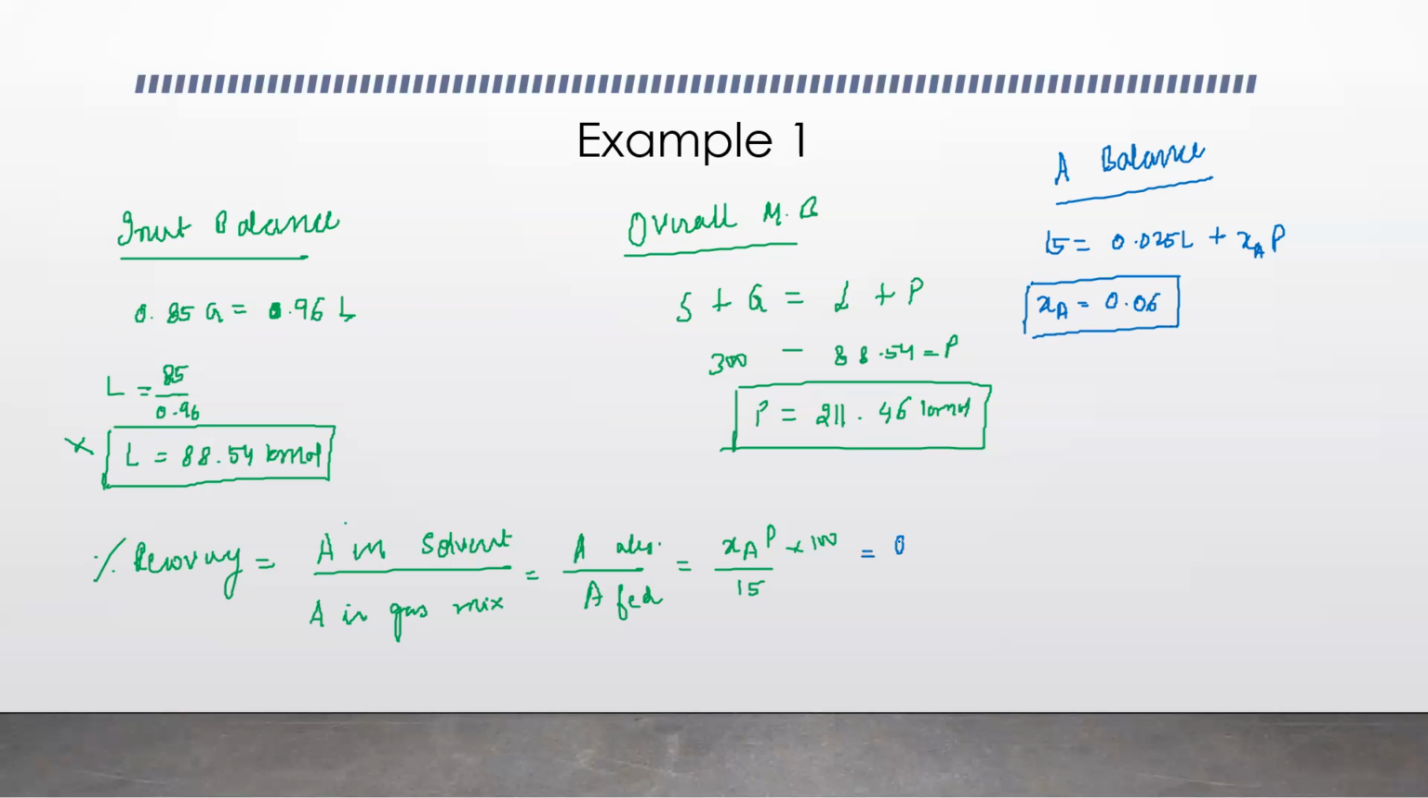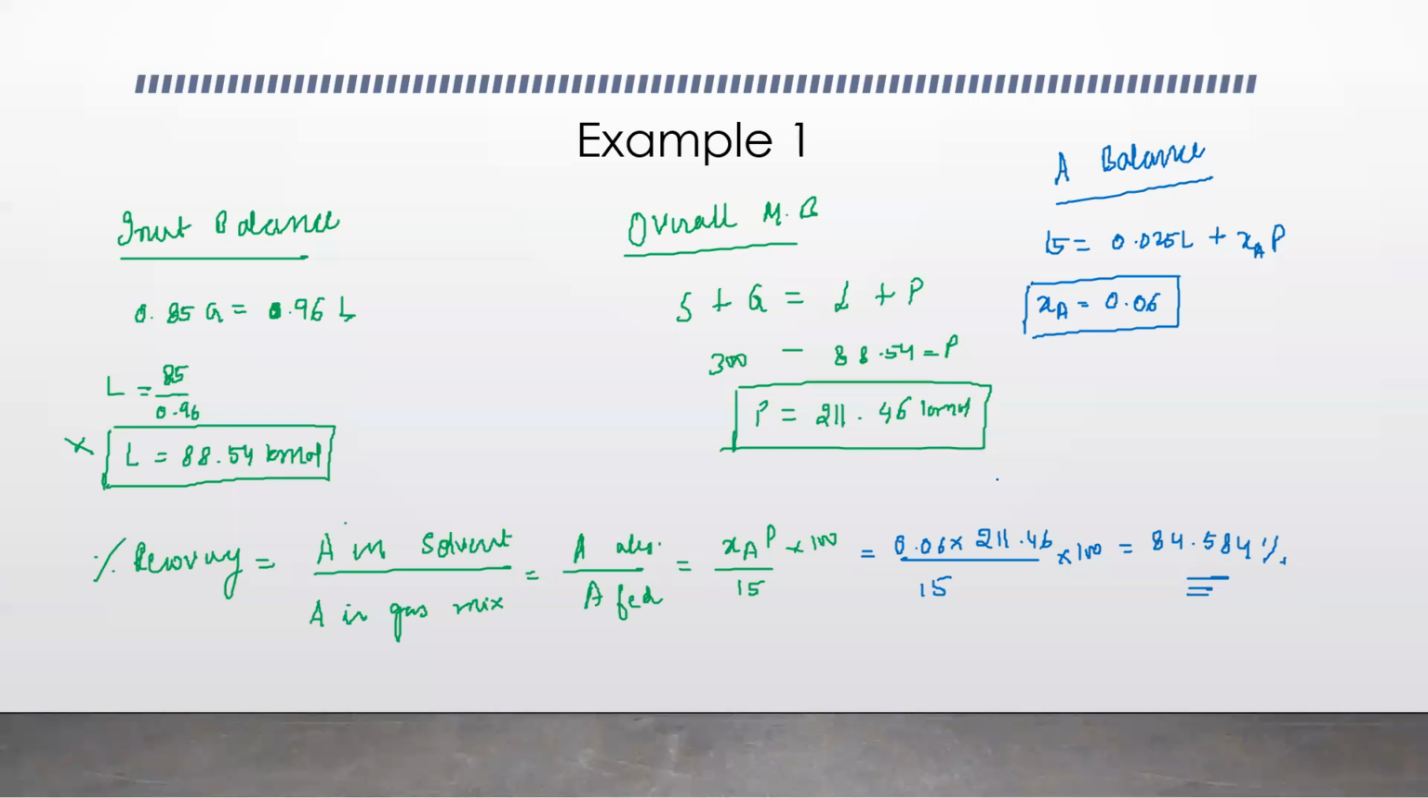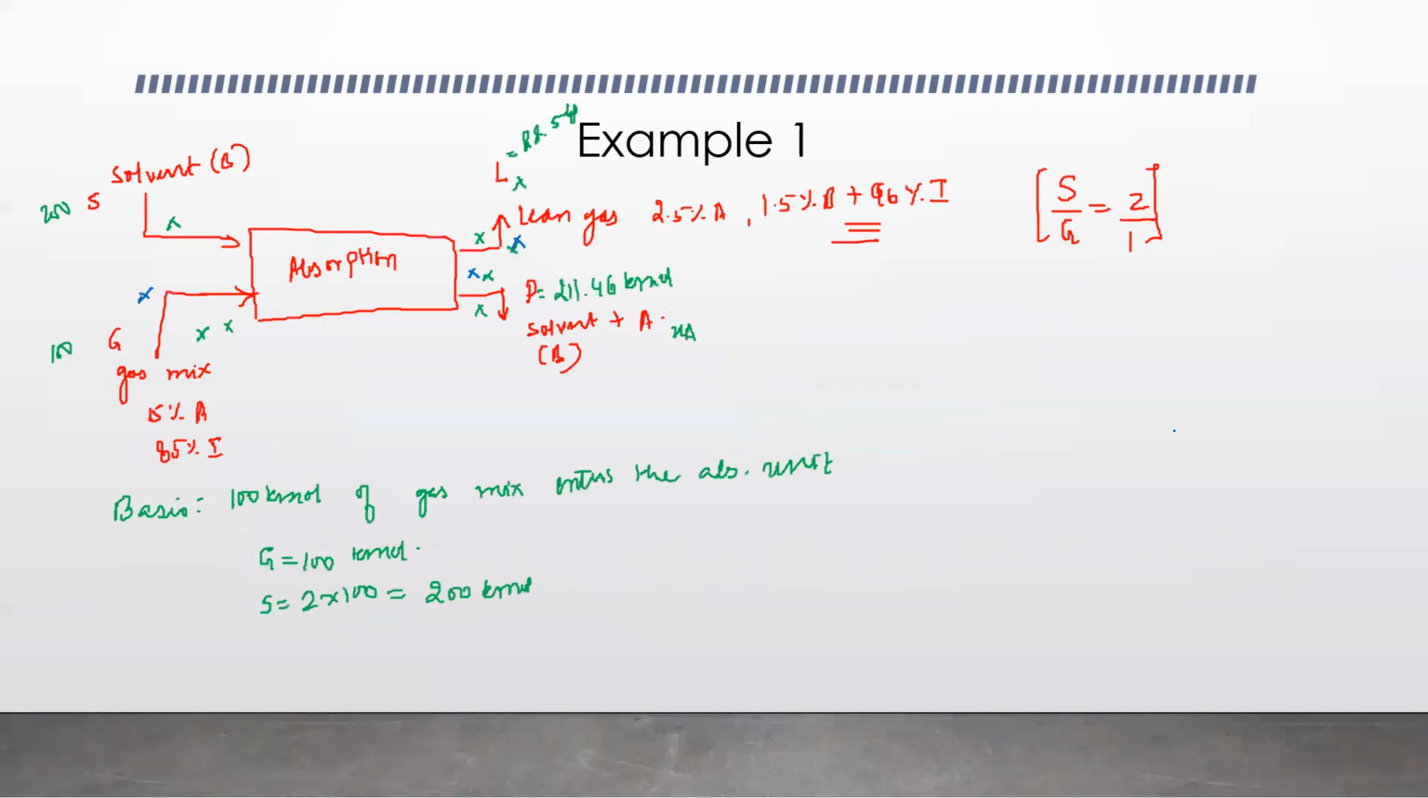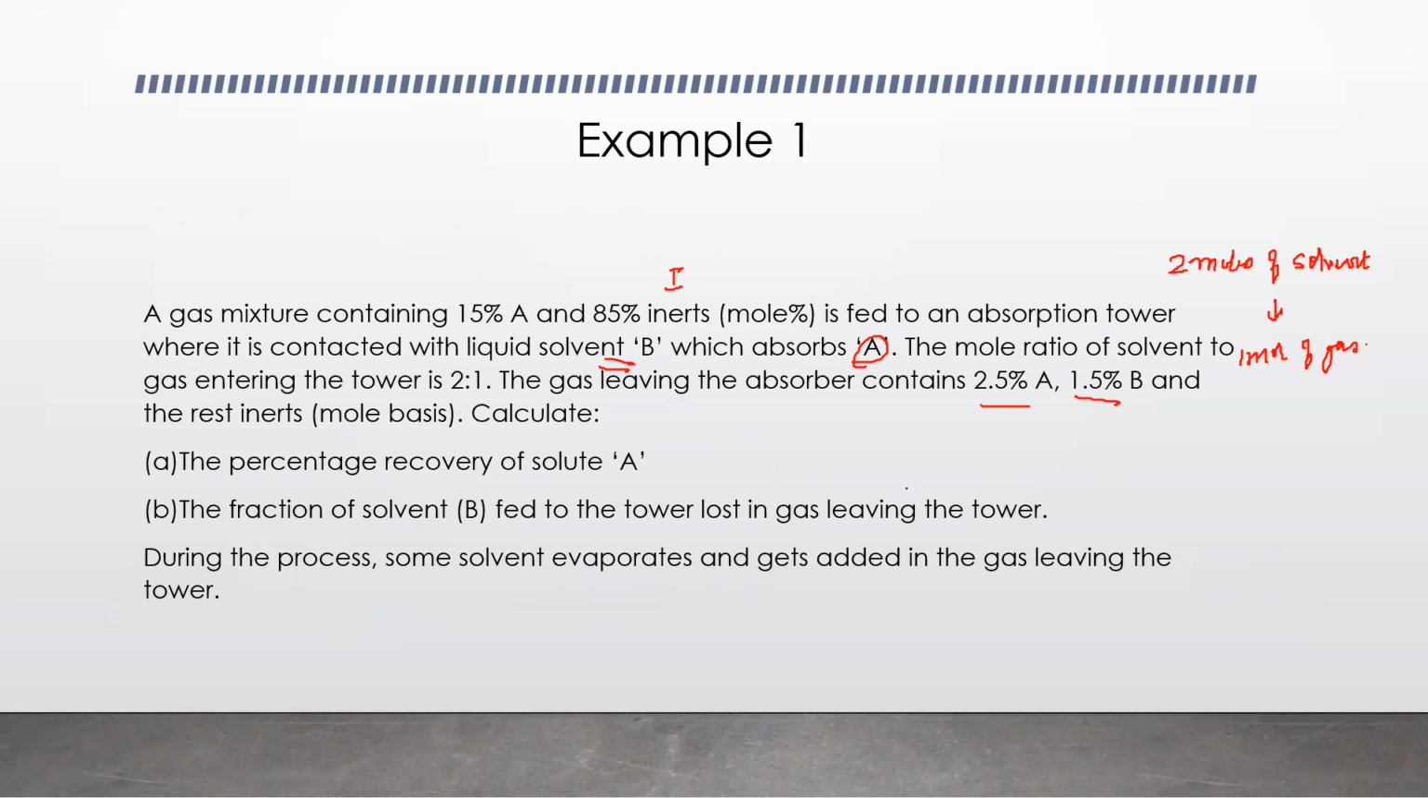So when we substitute it over here, 0.06 into P, that is 211.46, upon 15 into 100, that gives you 84.584%. Okay. So once we have calculated this, we go back. So the percentage recovery of solute A we have calculated.